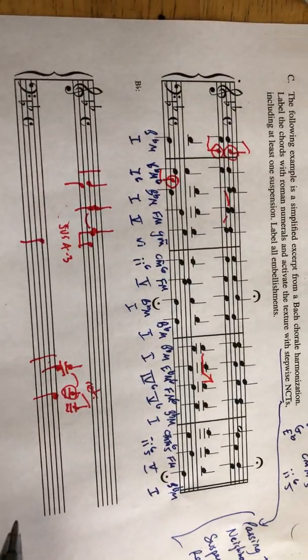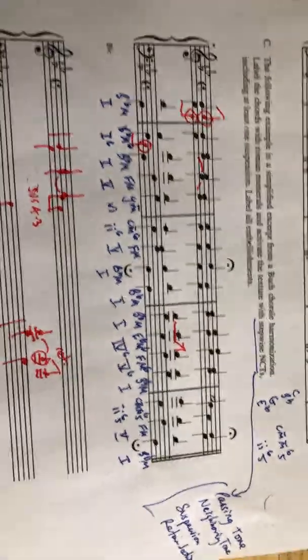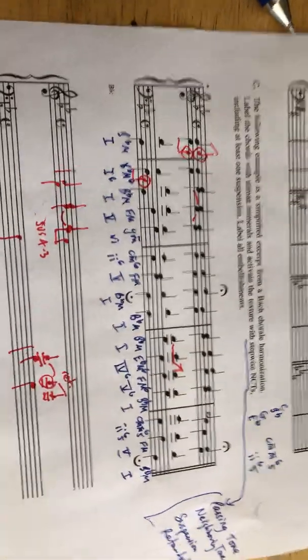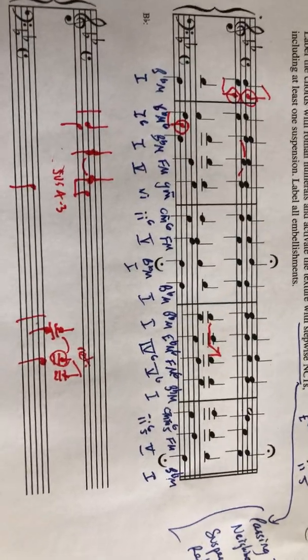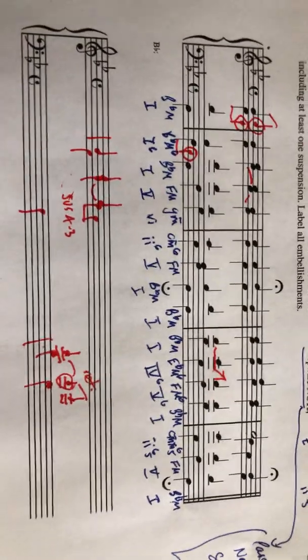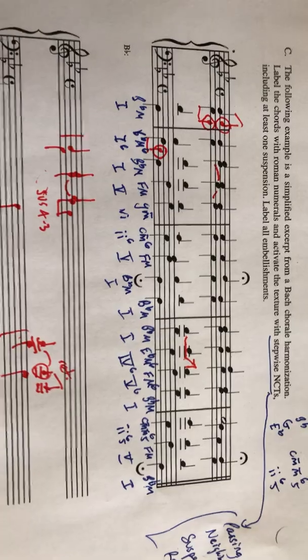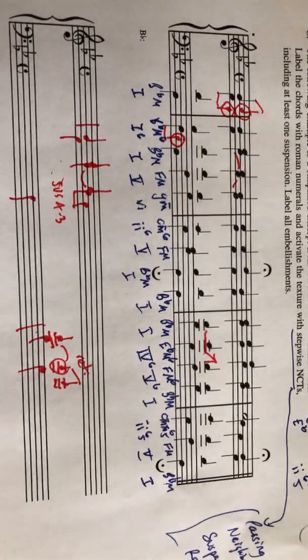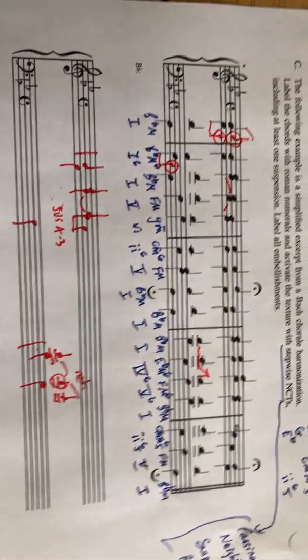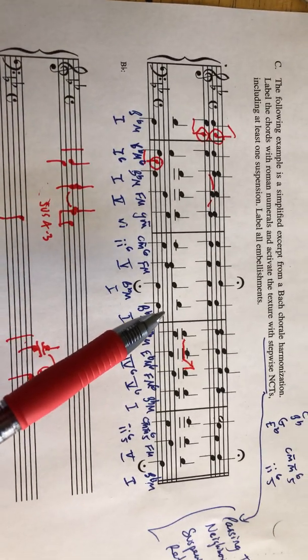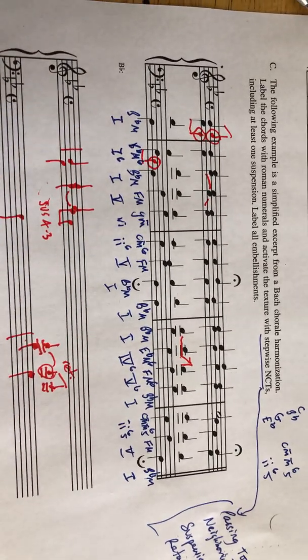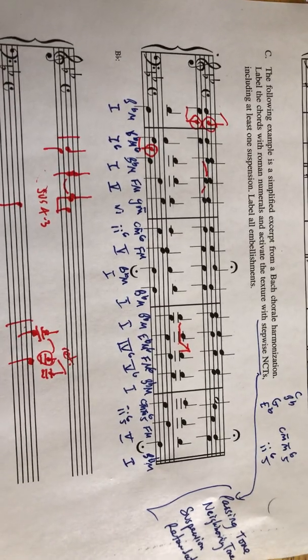So that's it. That's how we activate the texture, or add non-chord tones to make something a little more interesting. Now, if you utilize too many, it's going to be crappy. It's going to sound tacky. It's going to be ridiculous. So again, use these non-chord tones sparingly, but this is a pretty good example of what to look for when doing non-chord tones. So just look at this again.